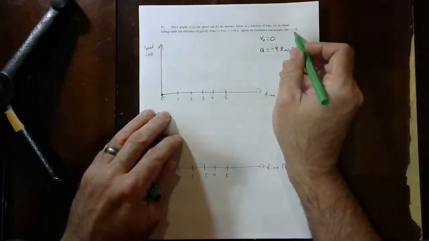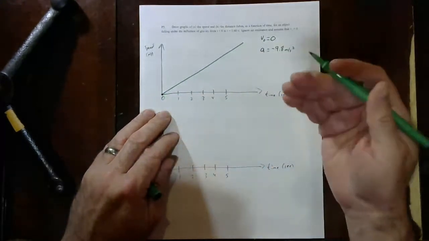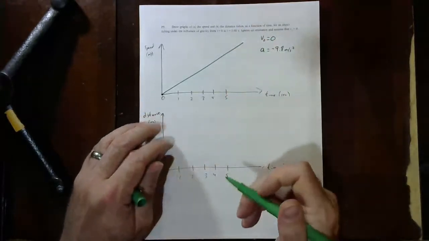Oh, actually, they say right there, assume V naught is 0. So that's it, right? Until it hits the ground. For the first 5 seconds, I should have stopped my graph there. That's what it looks like.